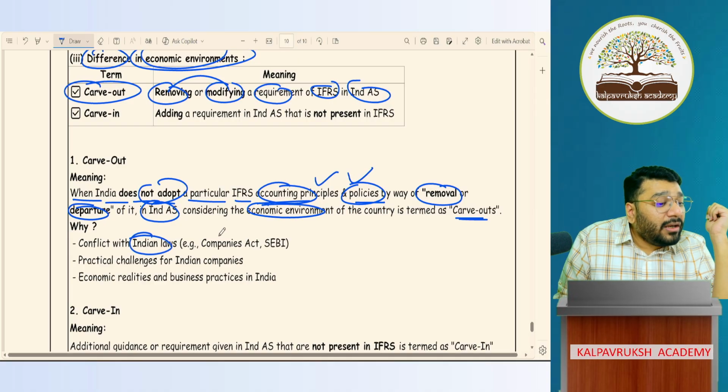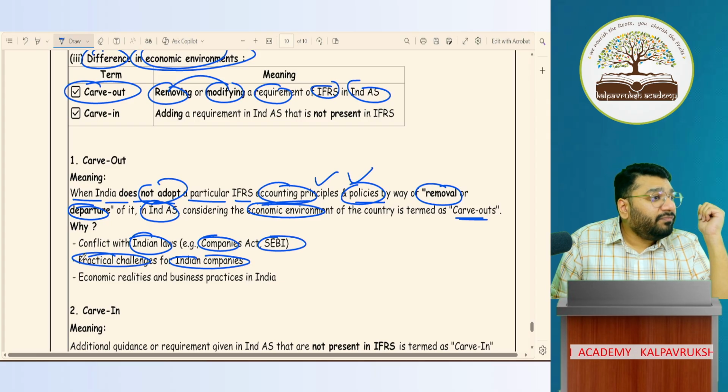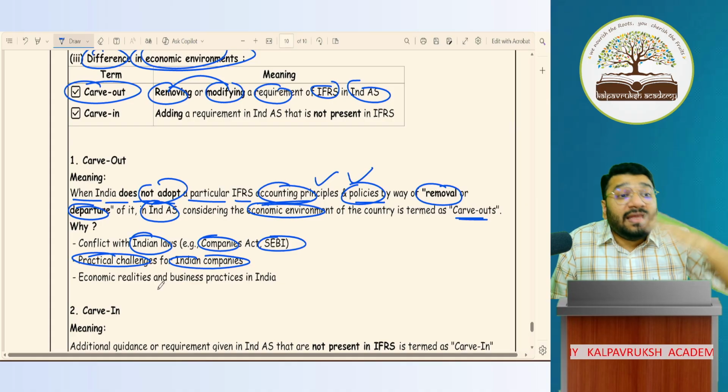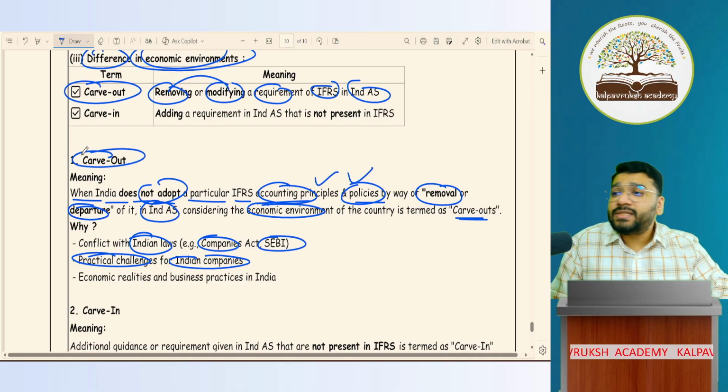They were against our laws, let's say Companies Act or SEBI, or the Indian companies had difficulty to incorporate them. We had some challenges in incorporating them. Therefore, we felt that it is better that we deviate from those practices. Got it? Not got it? This is called as carve out.